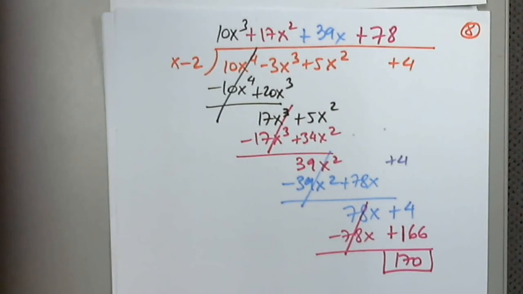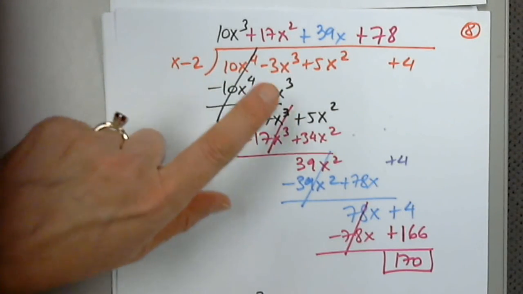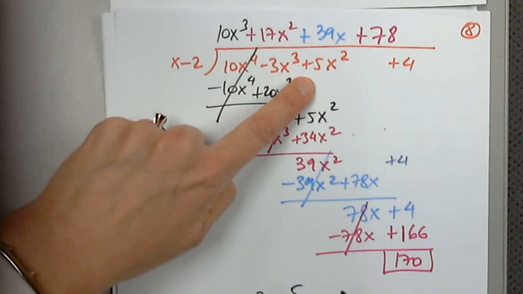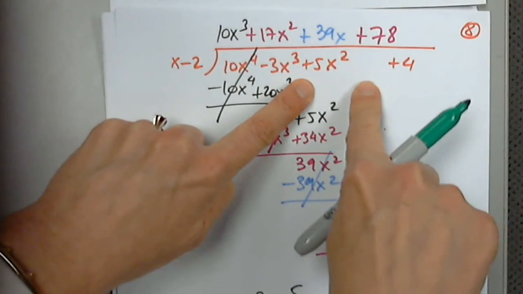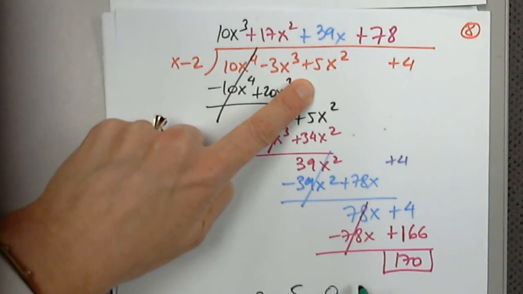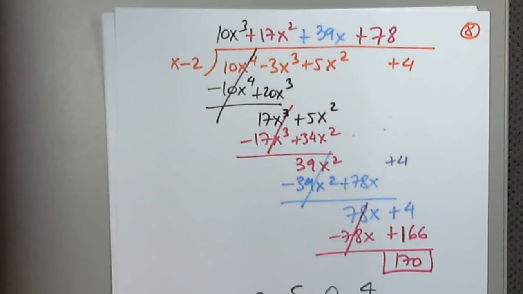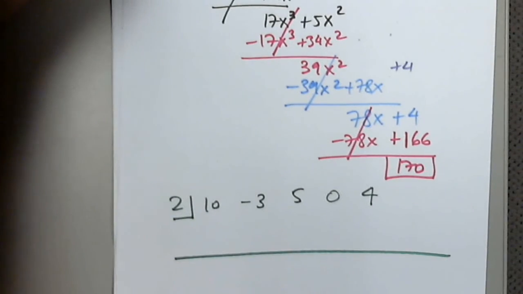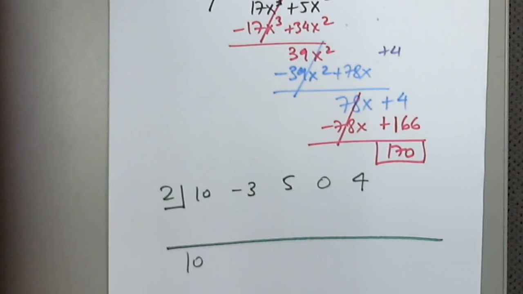Good. In descending order, the first coefficient is 10. Next one, next one, next one. 0, 0. There is nothing here, right? 0. And then 4. Perfect. First step. What do I need to do? Yes, bring down the 10 or copy 10. Perfect. Next step.